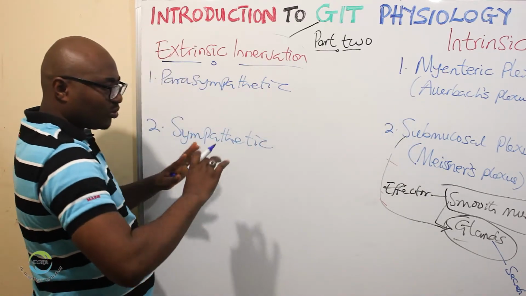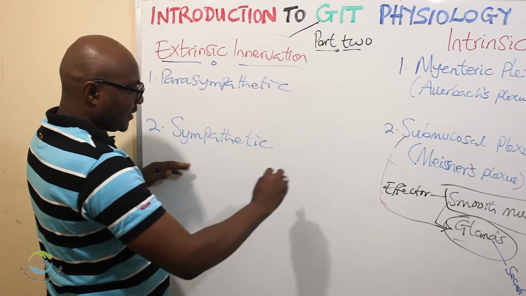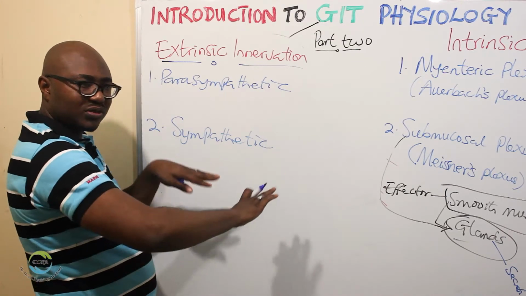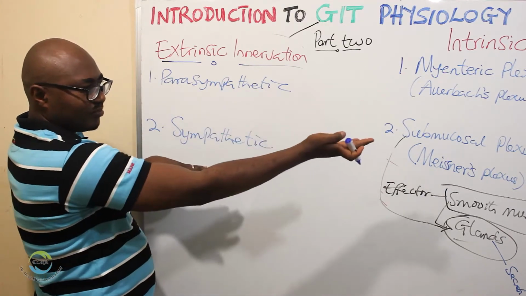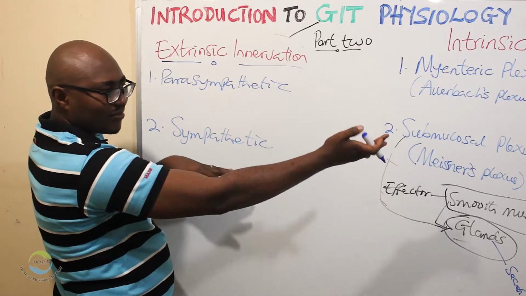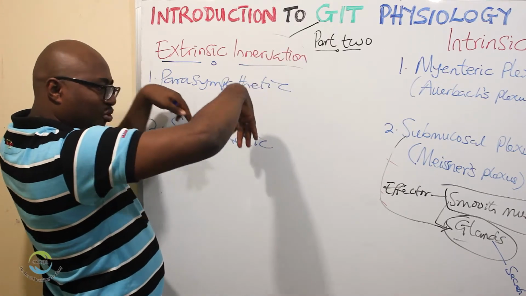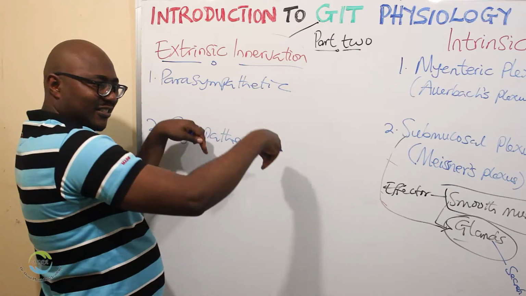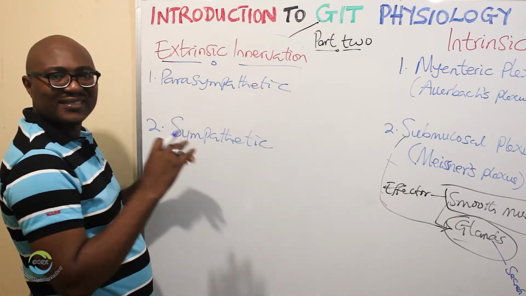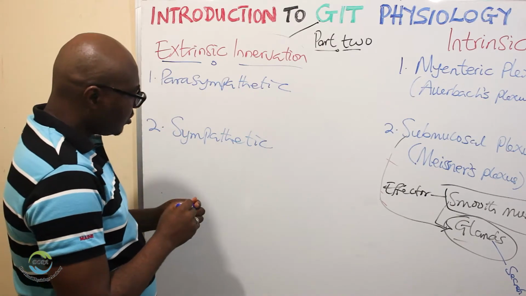When you look at the anatomy, study the diagram, you see that apart from the intrinsic, which is located within the walls, like we have said, between the circular and longitudinal muscle, and between the circular muscle and submucosa, the extrinsic now comes and joins them. It joins these two plexuses to influence them. All right?